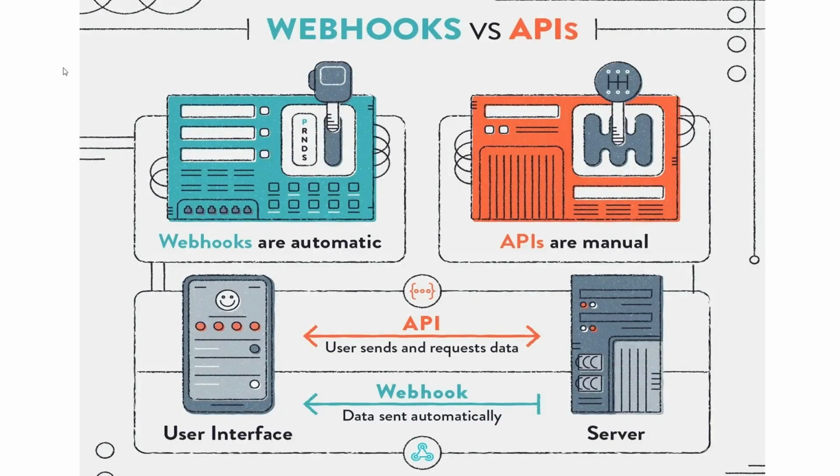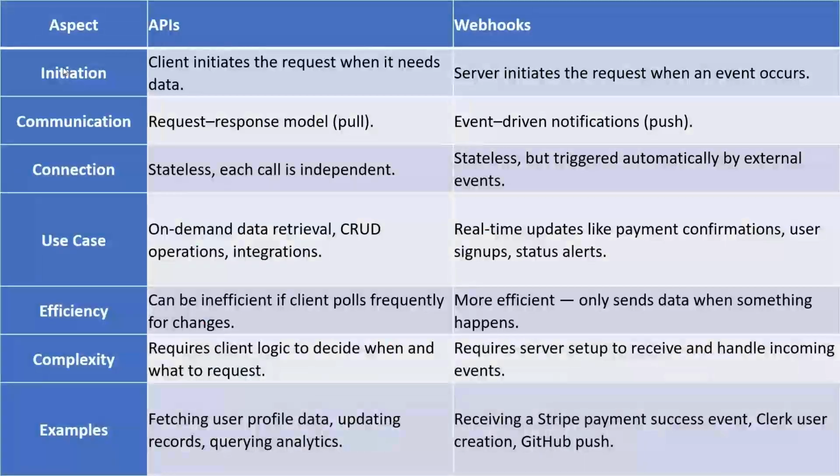APIs are all about requests and responses. Your system calls an API when it needs information, and the other system replies. With webhooks, the flow is reversed. The other system calls you when it has something new to share. APIs are great for on-demand data, but webhooks shine when you want instant updates without having to ask every single time for it.